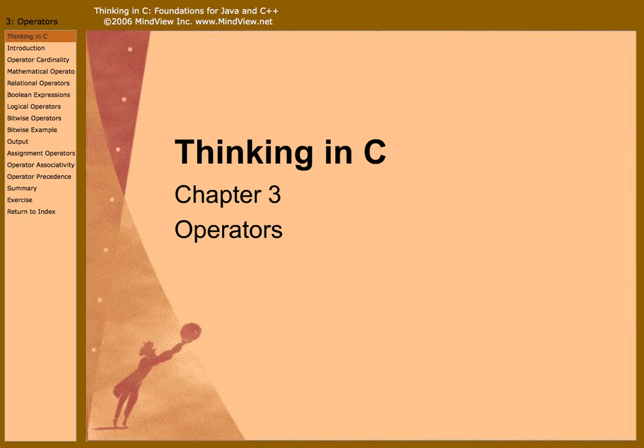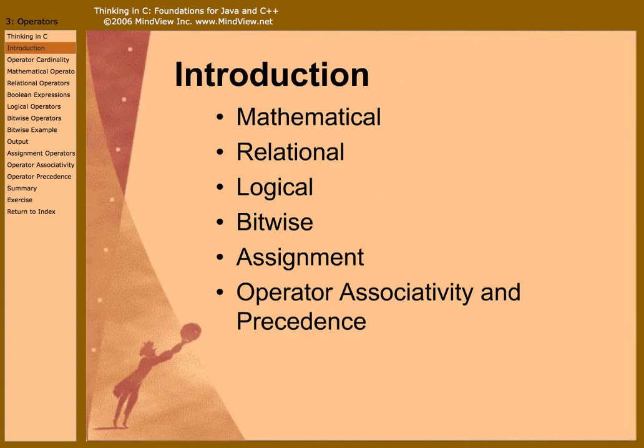Chapter 3, Operators. C has an extensive set of operators, and they can nicely be put into 5 categories: mathematical, relational, logical, bitwise, and assignment. The first 3 are pretty much what you expect, the usual arithmetic, addition, multiplication. There's actually a couple of operators in there that are pretty useful that you won't find in other languages, though. Then there's the usual relational operators and logical or truth value operators.